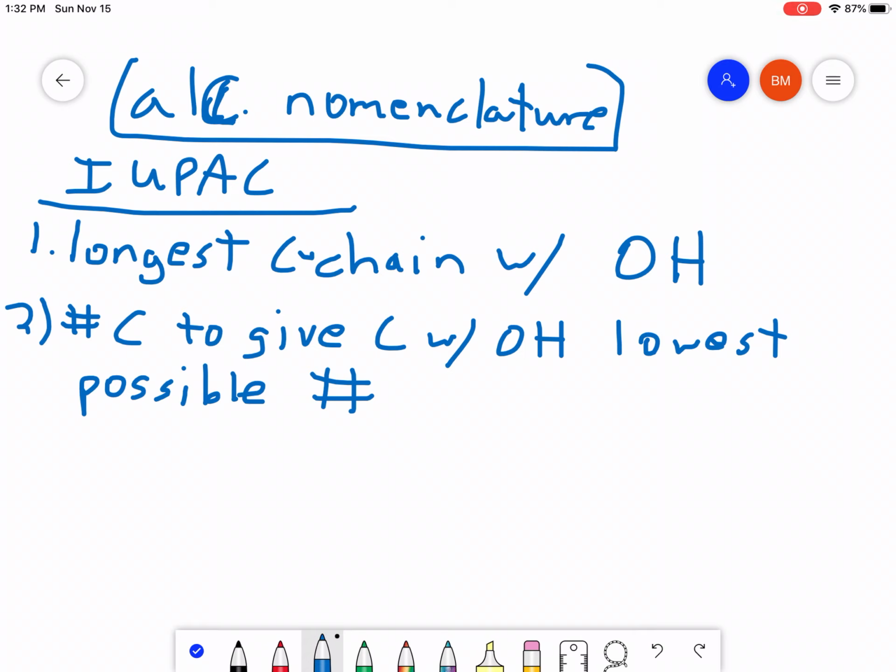All right. Other than that, naming the other substituents, numbering the other substituents, you basically apply all other rules of nomenclature that you've learned thus far.